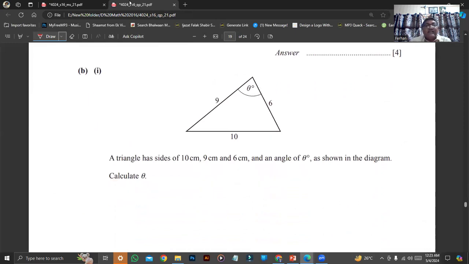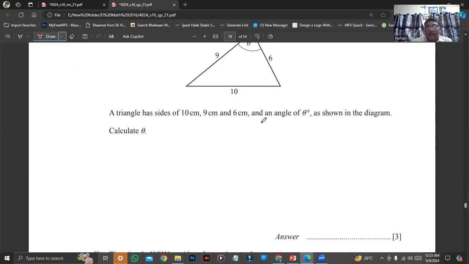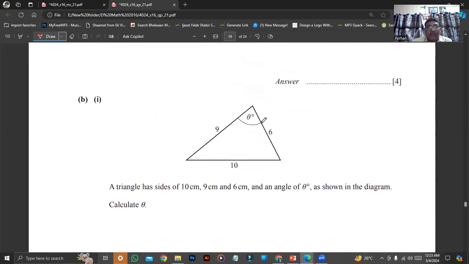Here it says the triangles has the sides of 10 centimeter, 9 centimeter, and 6 centimeter, and an angle of theta shown in the diagram. Calculate the theta. You know this is a triangle, and how much marks this has? This has 3 marks. Okay. So the 3 sides are given, and I want to find out this angle. So I'm going to use the cosine rule, and I will find out the angle.